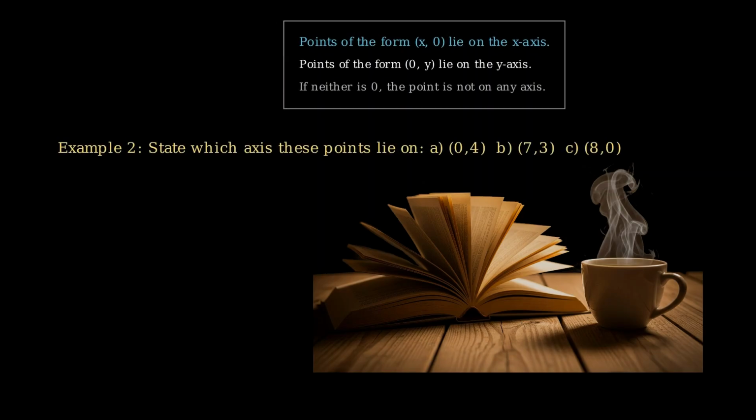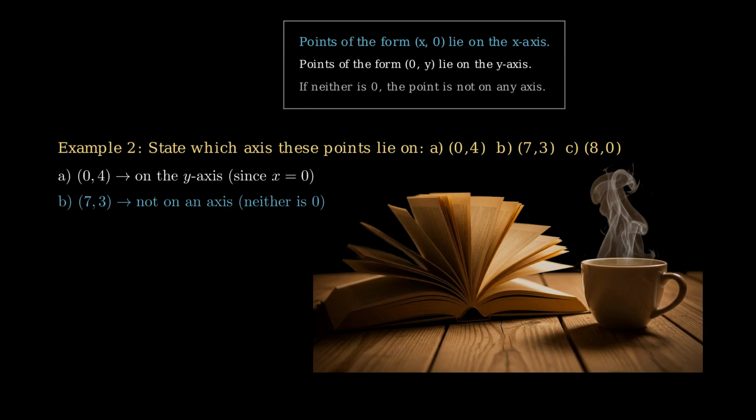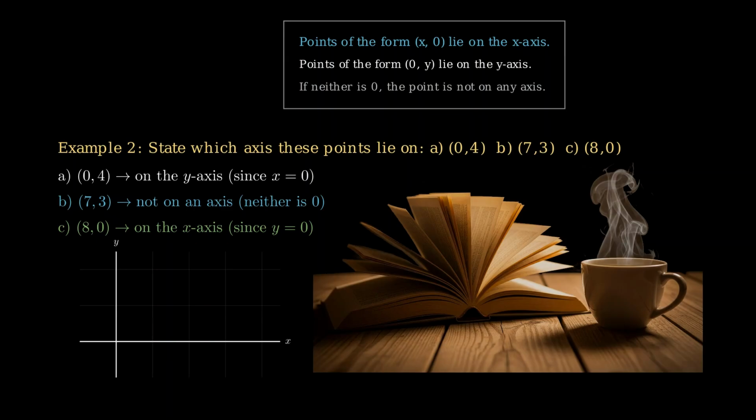Let's solve example 2. State which axis, if either, these points lie on. For A, the point is (0, 4). Since the x-coordinate is 0, it lies on the y-axis. For B, the point is (7, 3). Since neither x nor y is 0, it is not on an axis. For C, the point is (8, 0). Since the y-coordinate is 0, it lies on the x-axis.